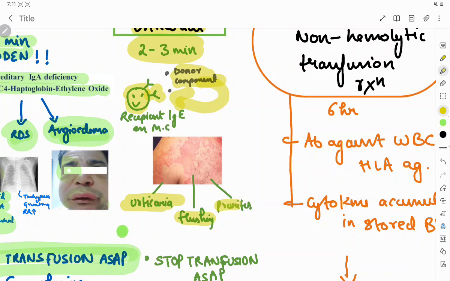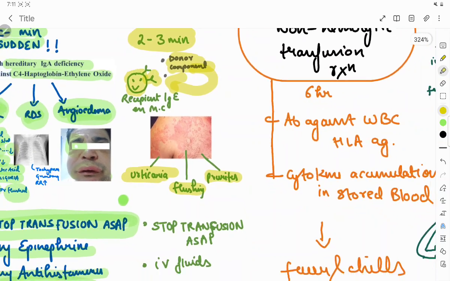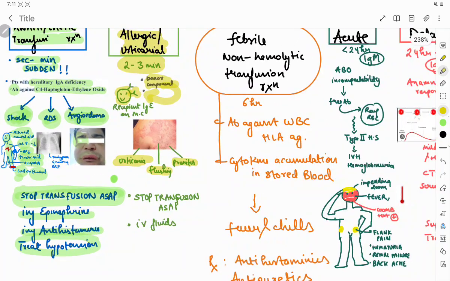There will be flushing and there will be pruritus. Note how in this condition also we have to stop the transfusion. This is because in initial stages we cannot differentiate whether the patient is having anaphylactic reaction, allergic or urticarial reaction. You need to look whether a patient with allergic or urticarial reaction can develop anaphylactic reaction or not.